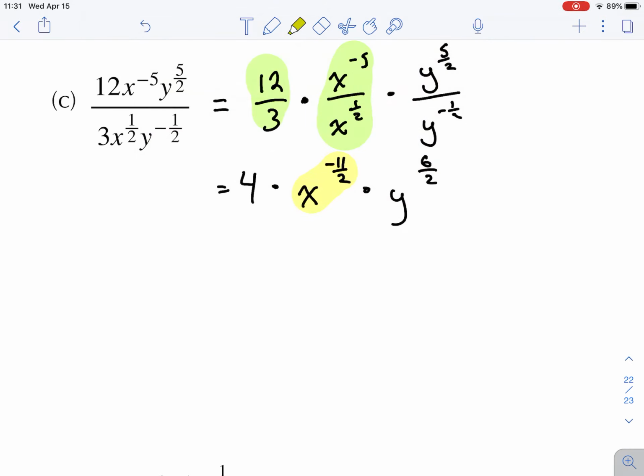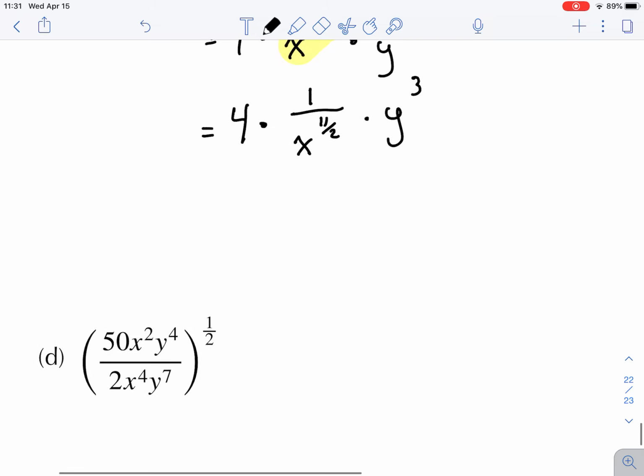Okay. Now, I don't like this guy right here with the negative. So I'm going to rewrite that guy so it has a positive exponent. A negative just tells me to take the reciprocal. So I can just do 1 over x to the power of 11 over 2 times y to the power of 3.